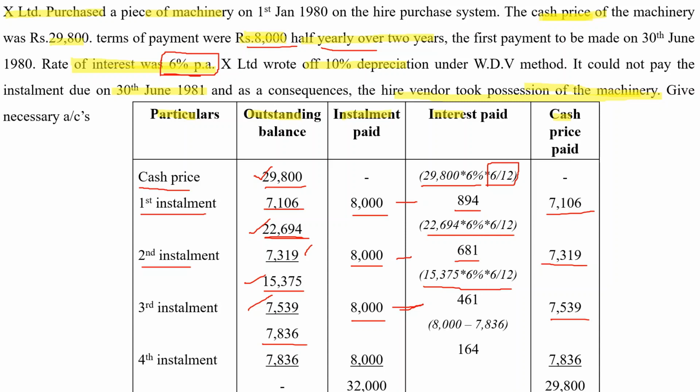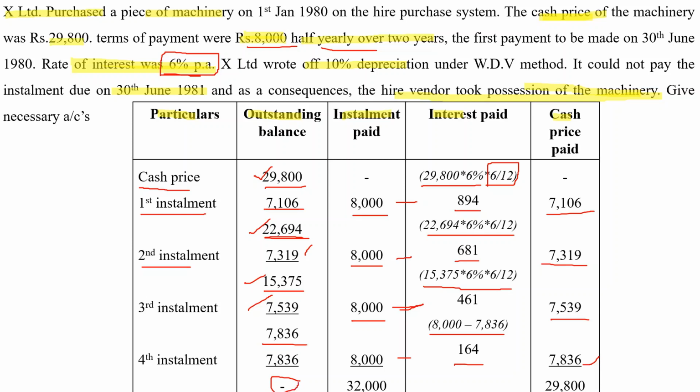Fourth installment is the last installment. So I have already told you for the last installment we will not calculate percentage. Instead, from the installment amount we will deduct the outstanding balance. The interest amount is 164. So installment minus interest will give you cash price paid. So after paying the last installment, your outstanding balance should become 0.